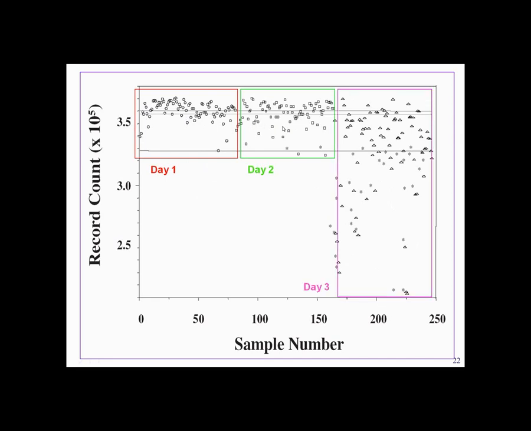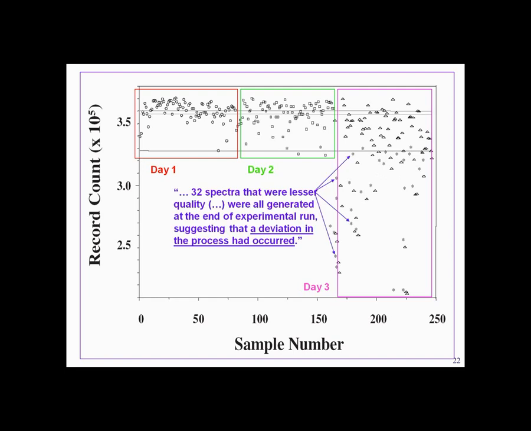But now you can see that on day 3 something happened. All of a sudden you started to see spectra which had a smaller record count, so something happened. I don't know, maybe the protocol applied to the machinery was changed, or maybe something happened in the equipment setting.